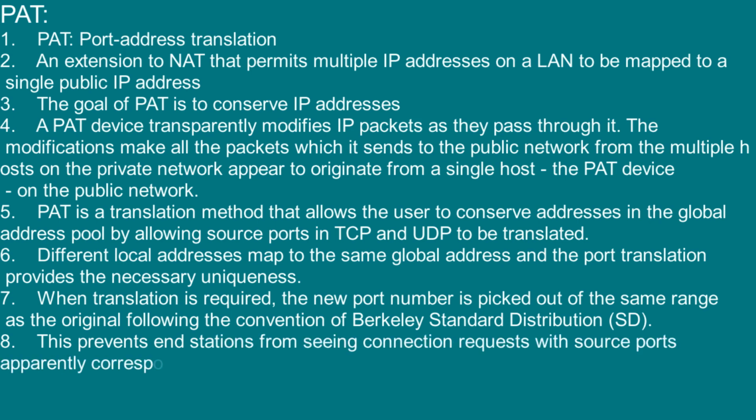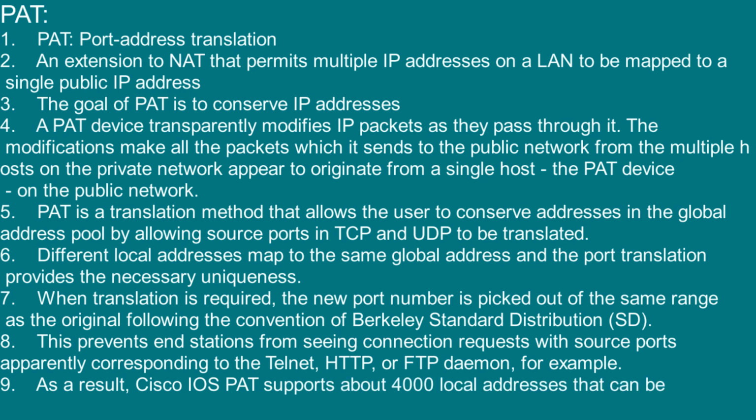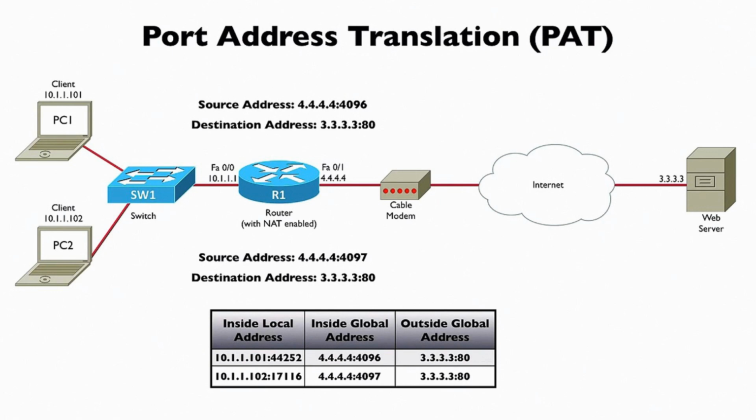9. As a result, Cisco IOS PAT supports about 4,000 local addresses that can be mapped to the same global address. 10. To configure PAT-NAT correctly the first time, you need to understand the Cisco NAT terminology and how your IP network's addresses map to each of the entities listed below.